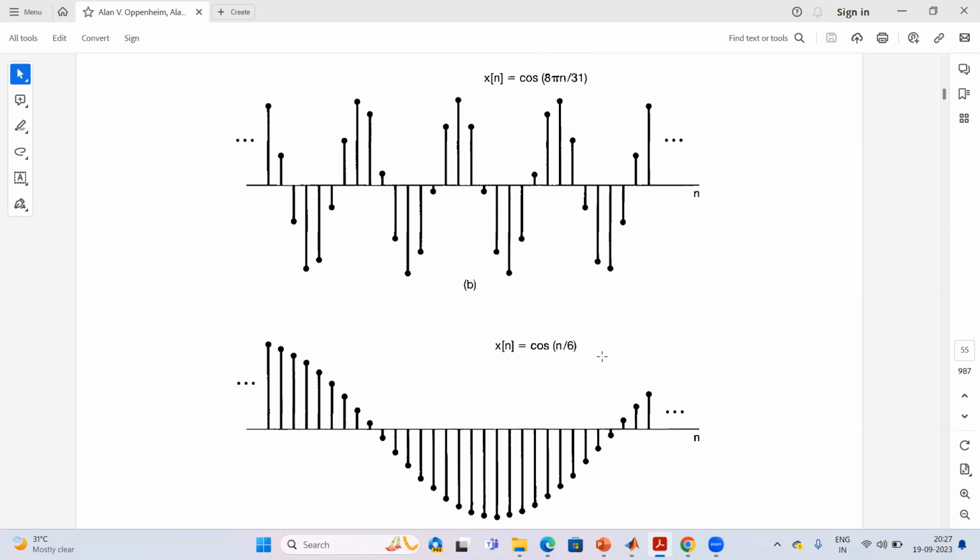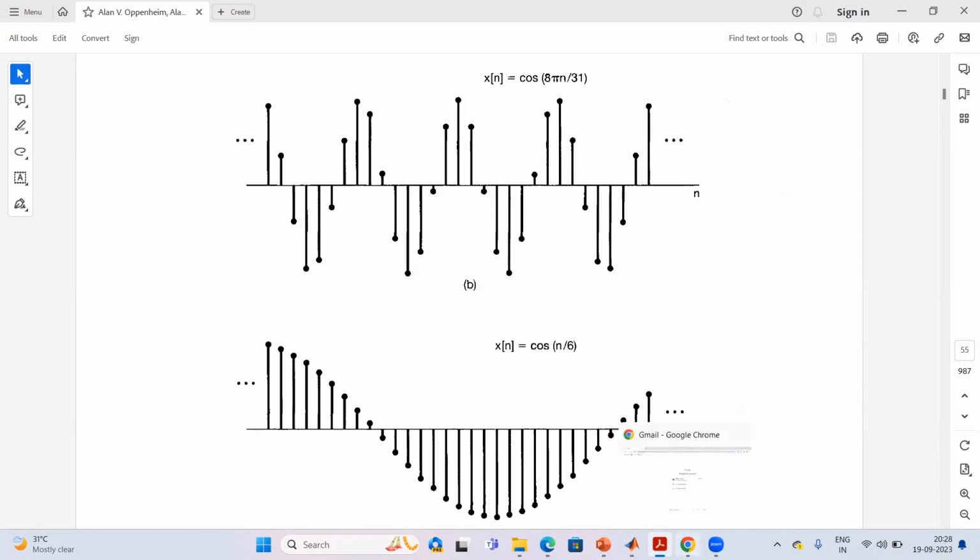If you calculate omega naught here, it is equal to 1 by 6. If you write 1 by 6 divided by 2 pi, you will find that this value comes out to be 1 upon 12 pi. So this is not a rational number. Therefore this signal cos n by 6 is not a periodic signal. It will be a non-periodic cosine signal. So if you plot this, you cannot identify the period of this particular signal.